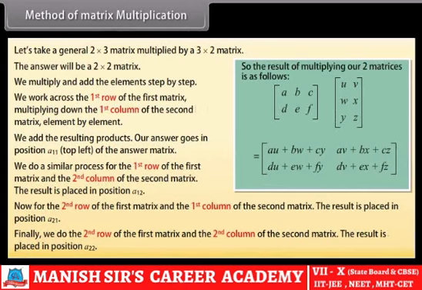So, the result of multiplying our two matrices is: the matrix with first row A, B, C and second row D, E, F, times the matrix with first row U, V, second row W, X, third row Y, Z, produces the matrix with first row AU plus BW plus CY, AV plus BX plus CZ, and second row DU plus EW plus FY, DV plus EX plus FZ.